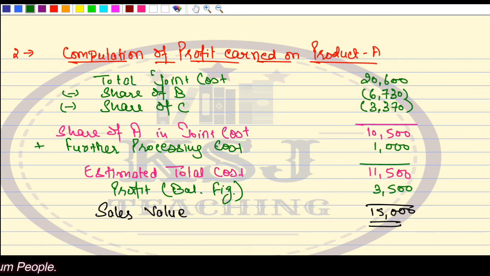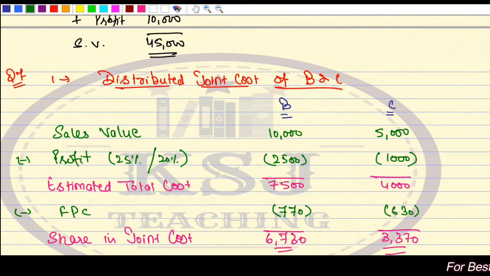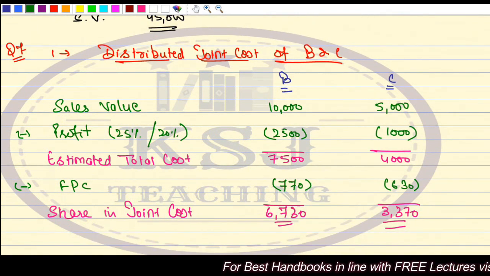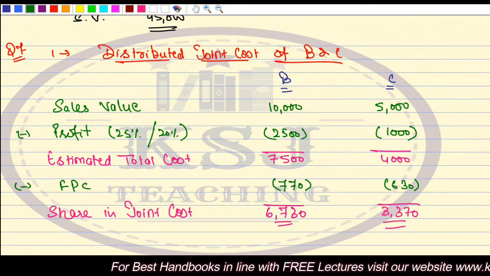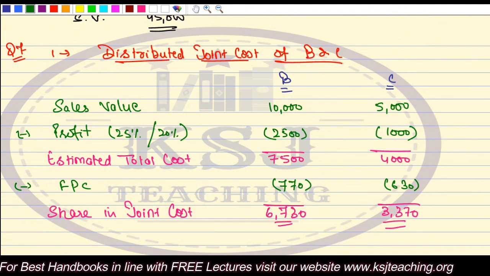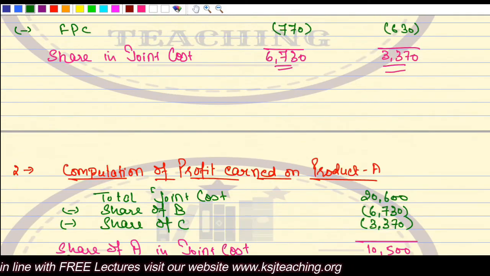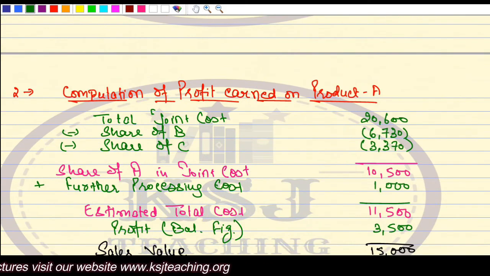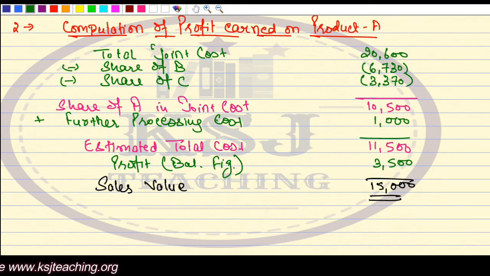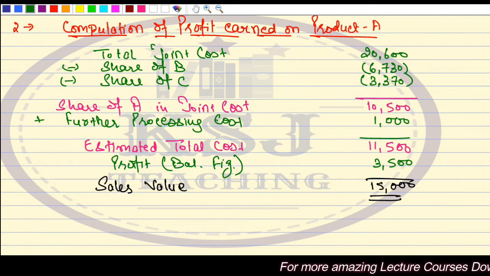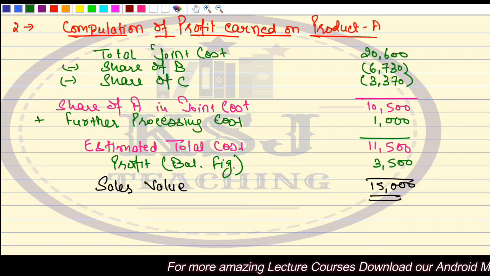Right? This is how the reverse cost method is to be applied in the case of byproducts. Clear? First, you have to consider both the byproducts, calculate the share in the joint cost using the reverse cost method. Then the balance out of the total joint cost will be the share of the main product, that is A. Add further processing cost, add profit, you will get the sales value, or if you have the sales value, the balancing figure will be your profit, as in this case, right?